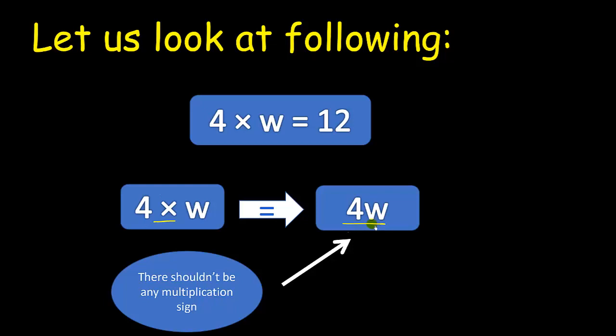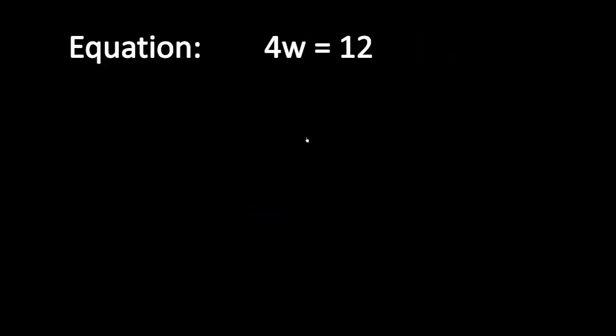Just write the number and the variable both together. So the next time you see both a number and a variable sticking together, make sure you remember it's being multiplied by each other. So this equation I can simply write 4w is equals to 12. Same is written here.